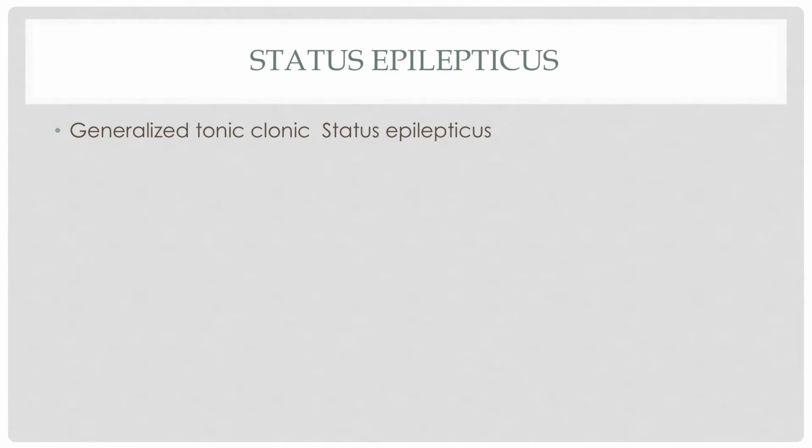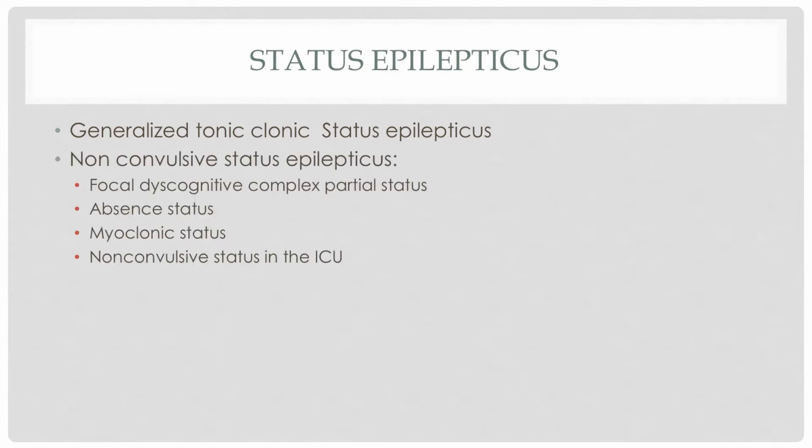The one that is more difficult to recognize is the non-convulsive status. And it can present in different forms. You can have focal, dyscognitive, complex partial, like just confusion, acting goofy without any obvious movement, absence status, myoclonic status. This one we see in anoxic brain injury mostly. And then non-convulsive status in the ICU.